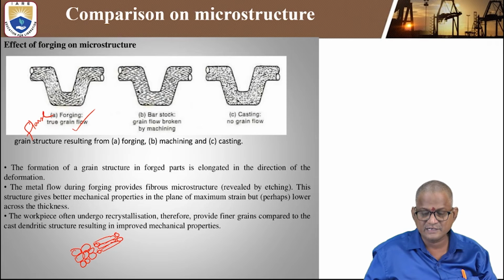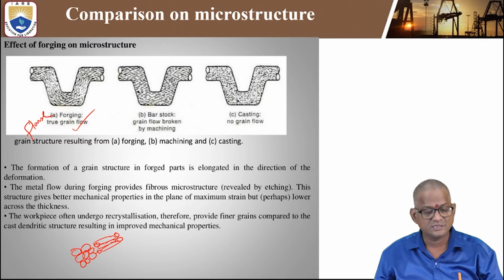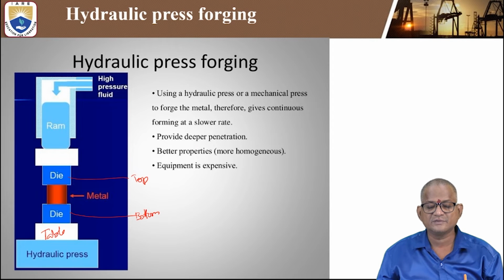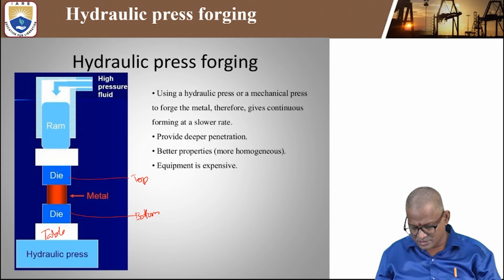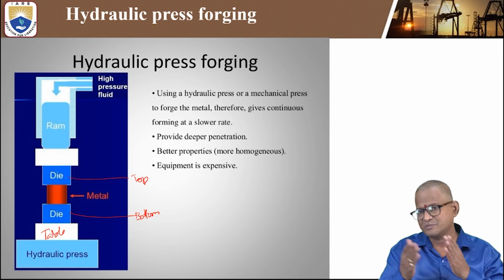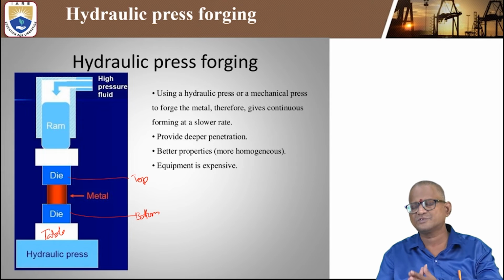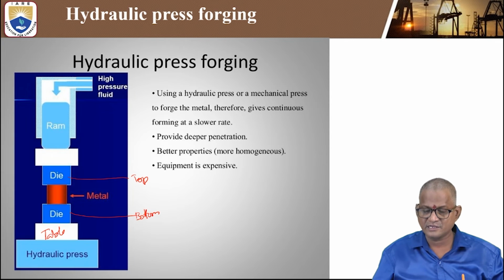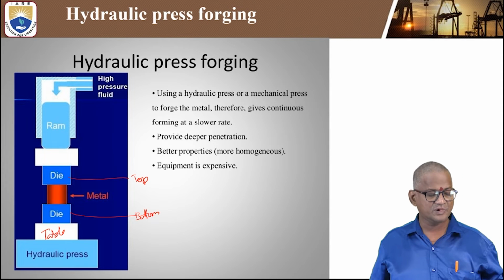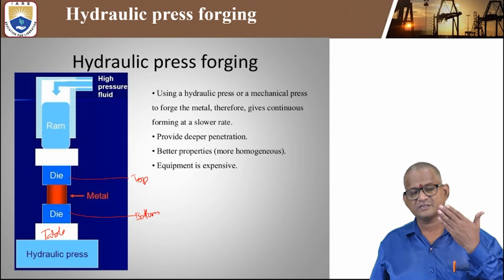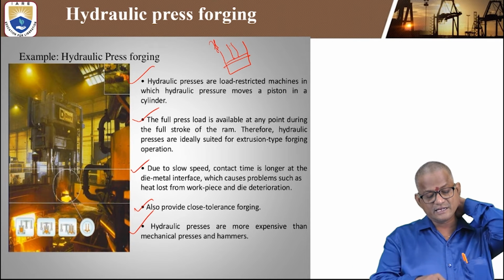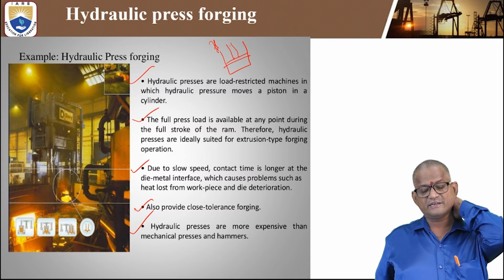Okay. Now let us see some more important points about the hydraulic press. In press forging, which you can sometimes call machine forging process, we have discussed the hydraulic press, its important advantages and limitations. And one more thing, these are real industrial examples for the hydraulic press.